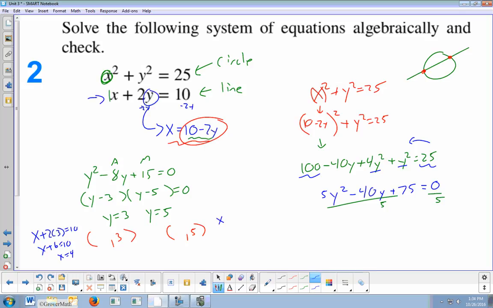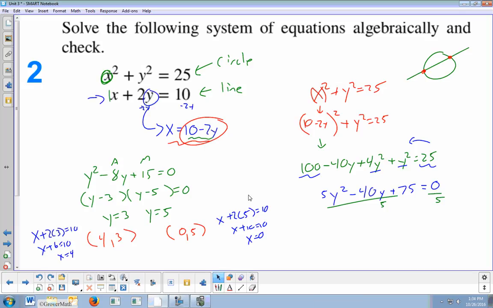And over here, that's going to be x plus 2 times 5 equals 10. That's x plus 10 equals 10. Subtracting 10, I get x equals 0. So my solutions are going to be (4, 3) and (0, 5).